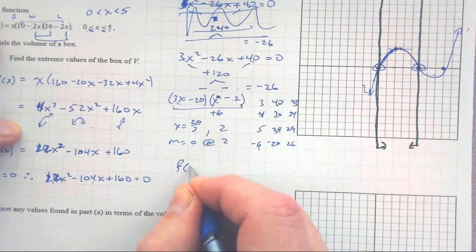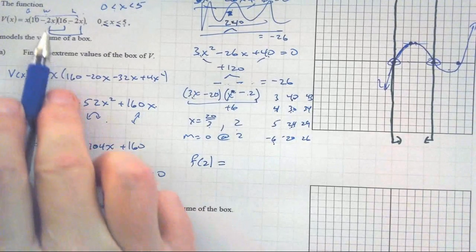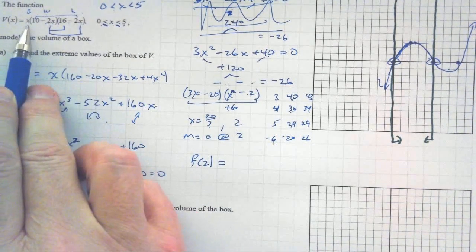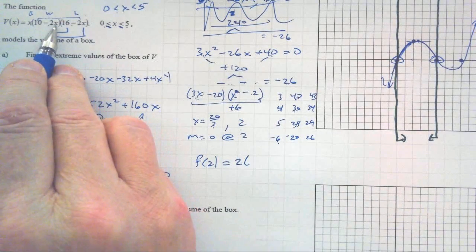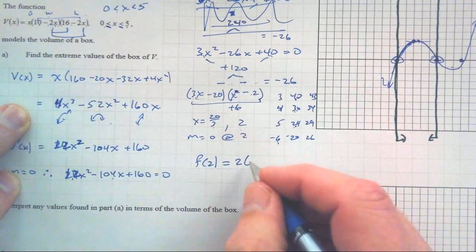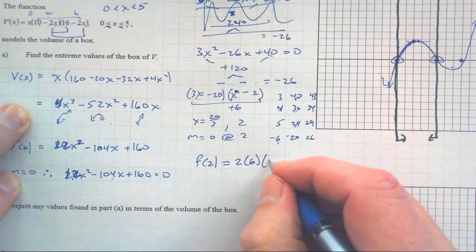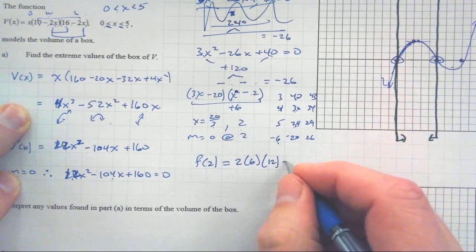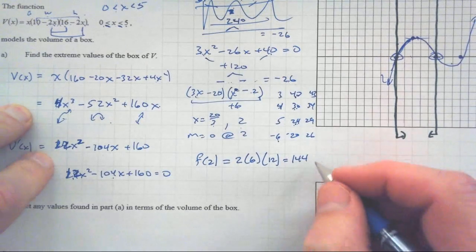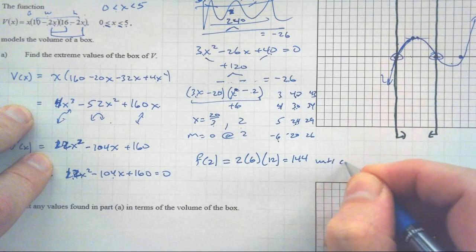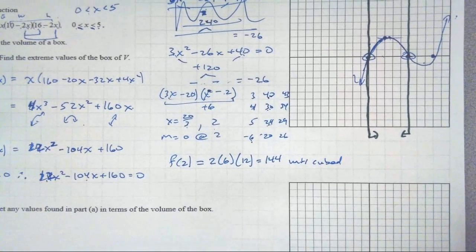Therefore, f of 2. Do we want to go through this guy? F of 2 could be put 2 here, put 2 here, put 2 there. I'm going to do it that way. So I get 2 times, if I put 2 here, I get 10 minus 4, 6. If I put 2 here, I get 16 minus 4, 12. I get 12 times 12, 144, and that is a volume, so that would be units cubed.